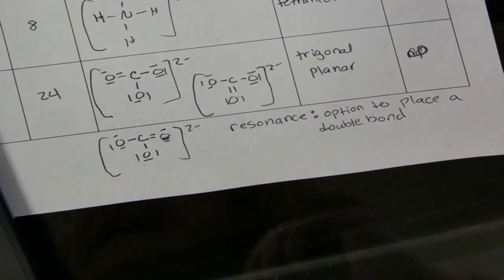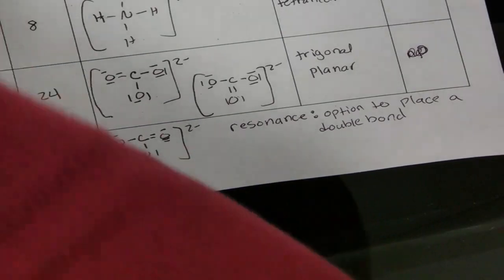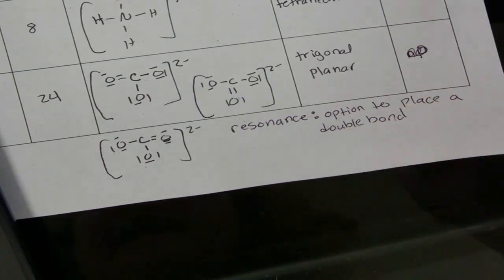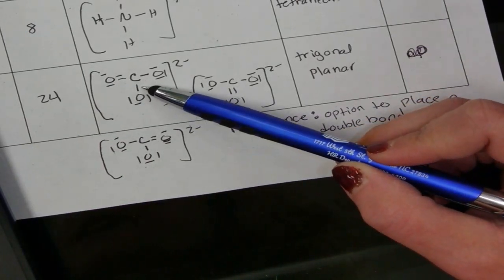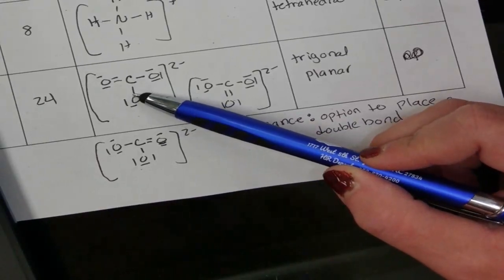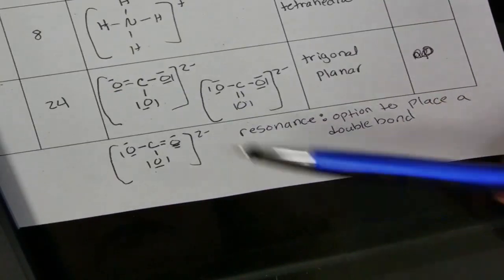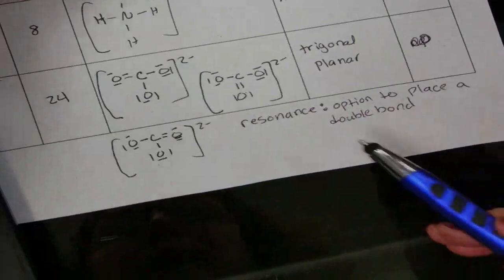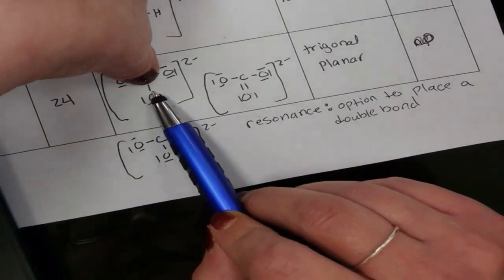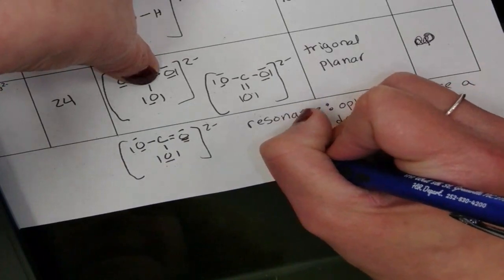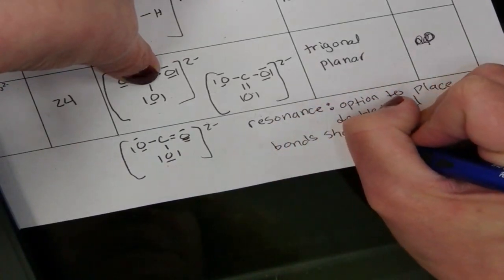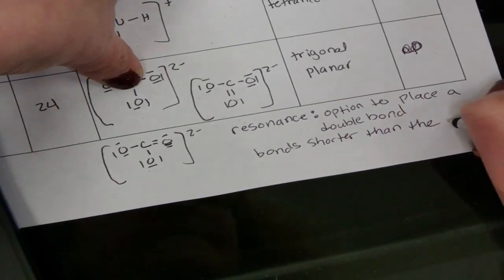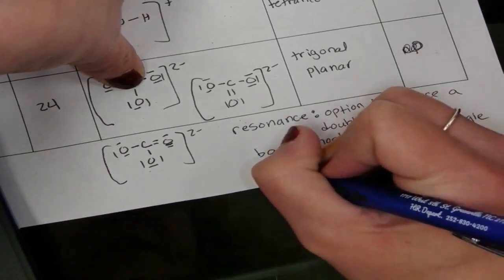And what that does is that creates an intermediate link where I have a bond that is shorter than a single bond, but longer than a double. Remember, single bonds are the longest bonds, triple bonds are the shortest. So by switching this double bond and going all around here, what I end up with is an intermediate structure where bonds are shorter than the single, but they are longer than the double.